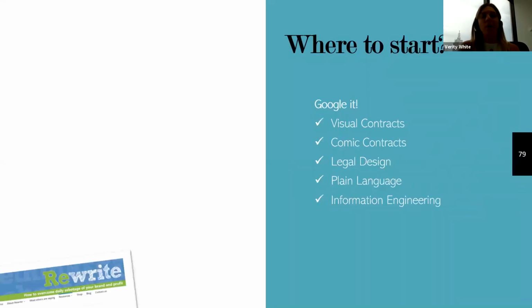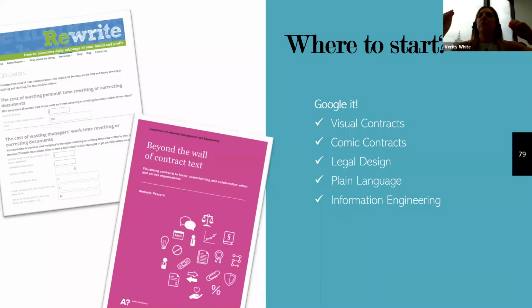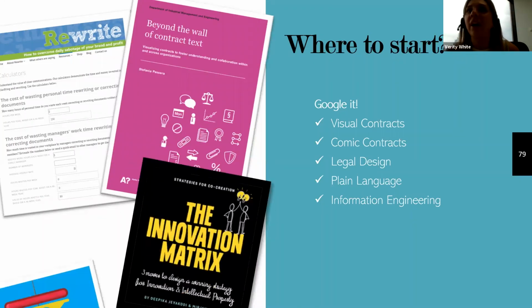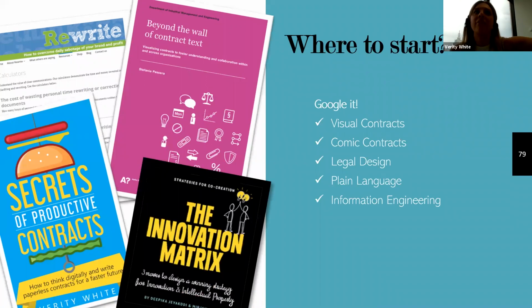And if you're really keen to find out more, you can Google visual contracts, comic contracts, legal design, plain language, information engineering, all really great things to Google. Have a check out of that Rewrite for Change calculator. Stefania Passera's got a great doctoral defense, Beyond the Wall of Contract Text, which is amazing in terms of looking at structuring design projects. Some lawyers from Airbus did the Innovation Matrix, which is a really visual book on innovation and IP, if you're in that area, and how you can structure contracts to protect or to share IP. And if you're interested in contract design for automation, there's my book on Secrets of Productive Contracts.